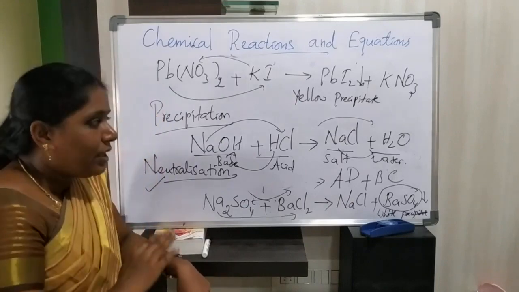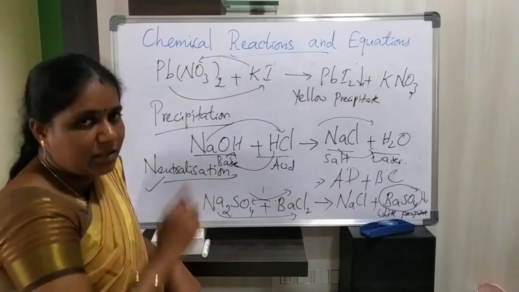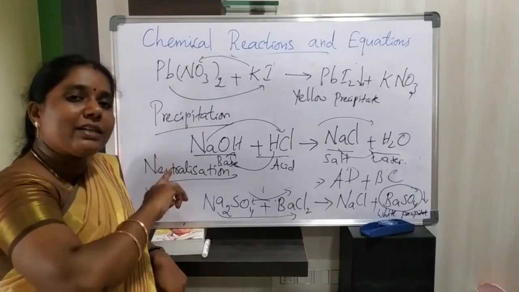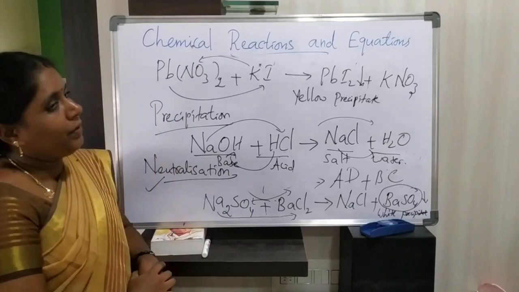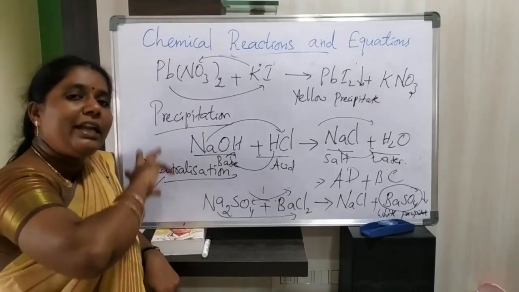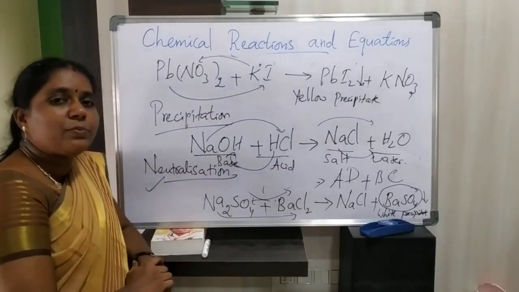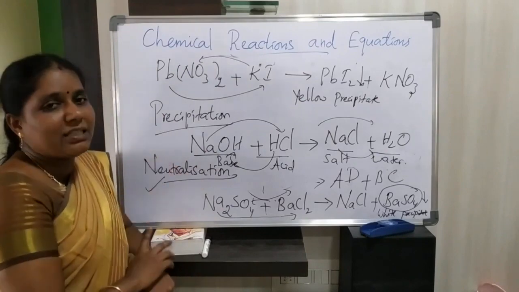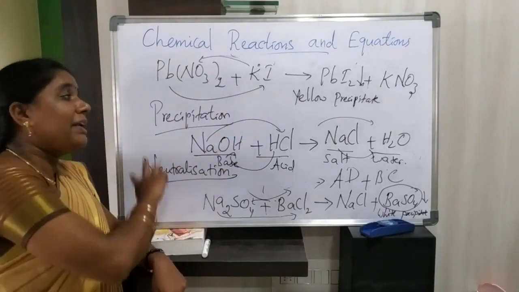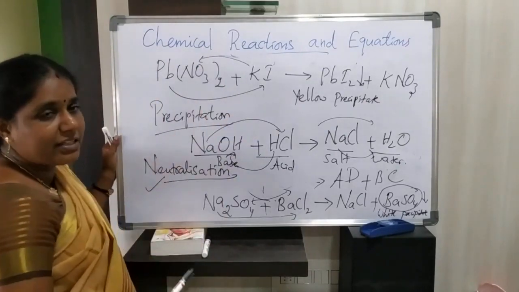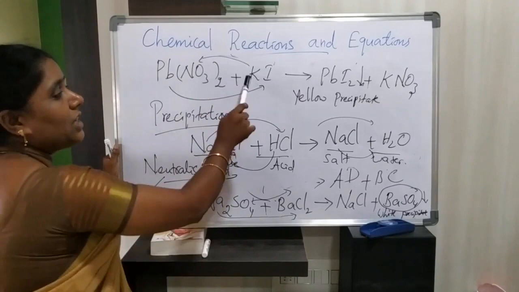Okay children. The types of chemical reactions we have discussed: combination, decomposition, displacement, double displacement. Combination and decomposition reactions are opposite reactions. During combination, two or more reactants combine to form a single product. During decomposition, a single substance splits to form two or more substances. In displacement reaction, it takes place between one element and one salt solution. A more reactive element displaces a less reactive element from its salt solution. But in double displacement reaction, both exchange their ions. See, this is in salt solution, and this is also in salt solution.